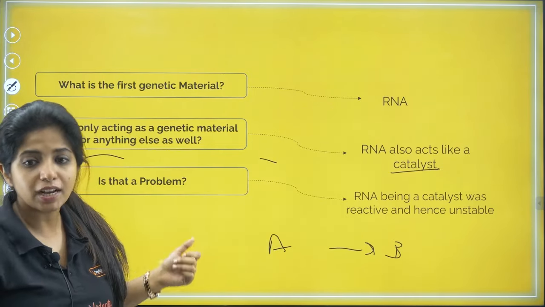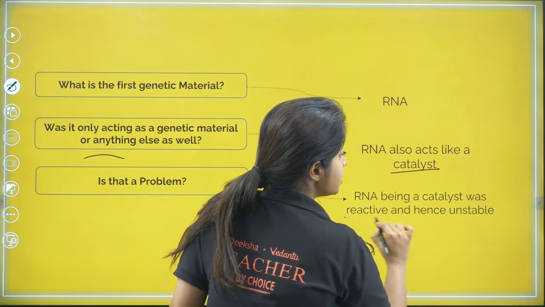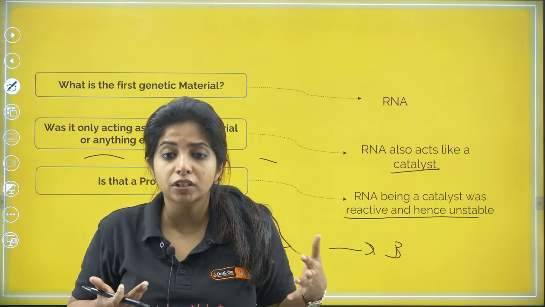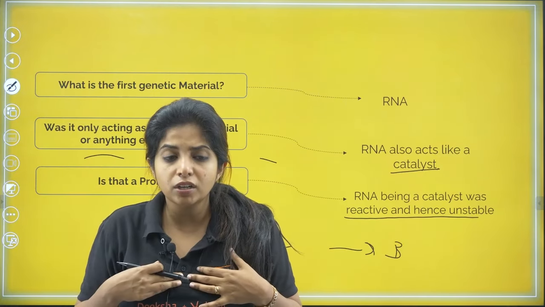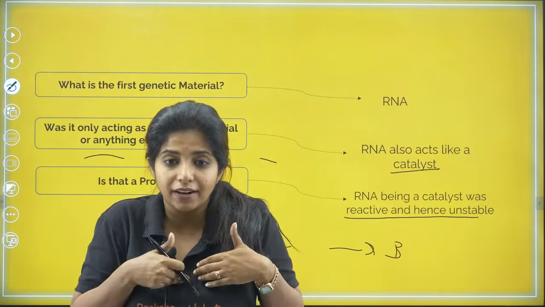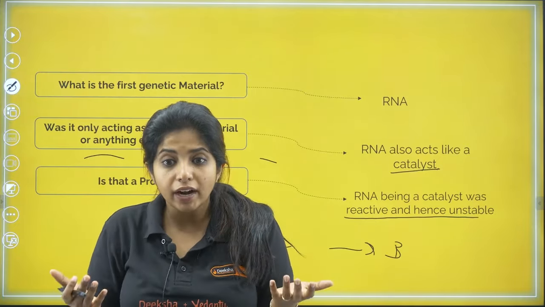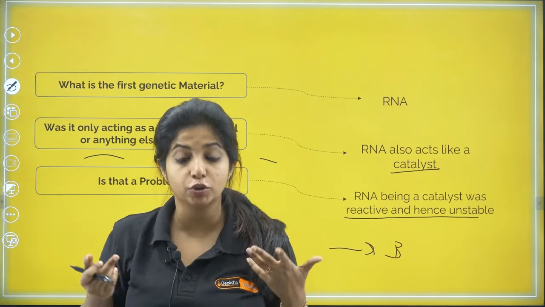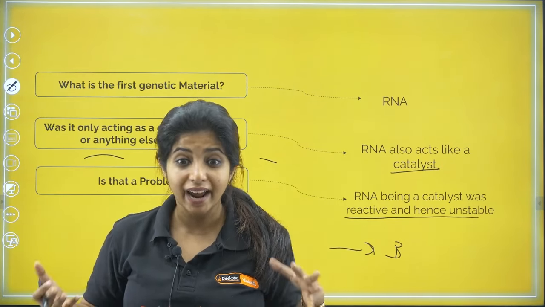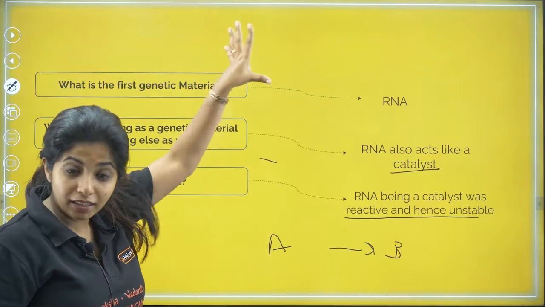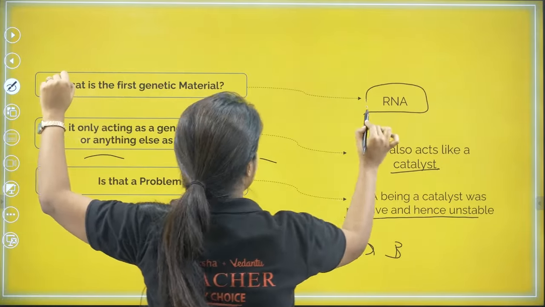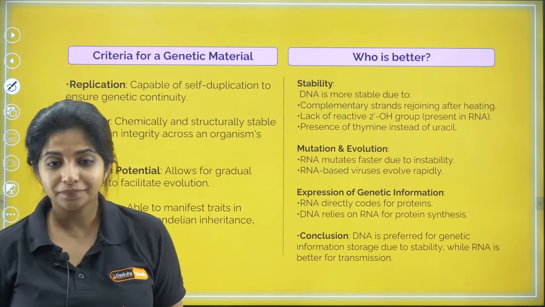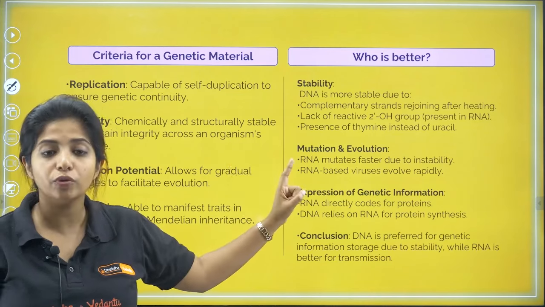Is that a problem? The answer is yes. RNA being a catalyst means it is reactive and hence very unstable. If RNA is a genetic material and something reactive comes into my body the next day, obviously the RNA within me will also react to it and will change. And if it changes, the proteins that it will make will also change, and that is a huge problem. It cannot alter around like that. I need something stable. So initially, yes, RNA was the first genetic material, agreed to that point, but please understand that DNA is better, and I am going to prove that to you here.